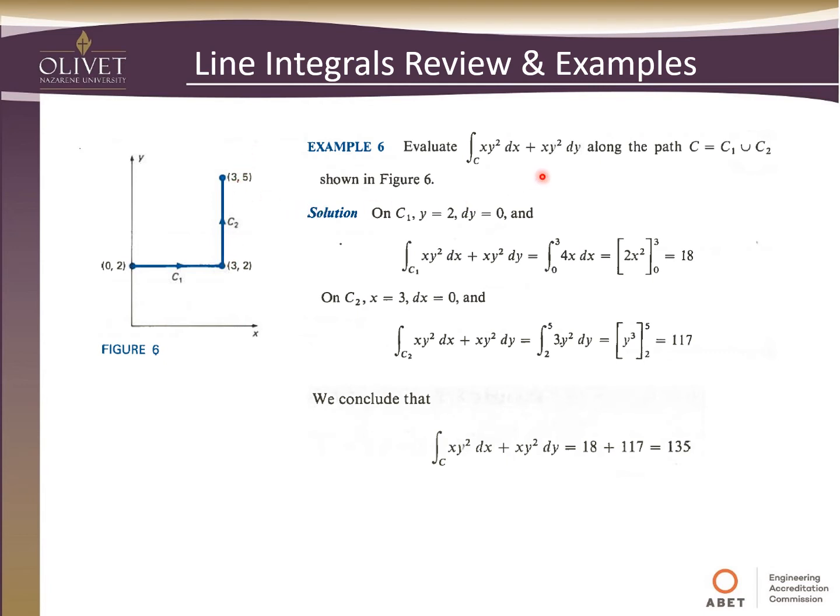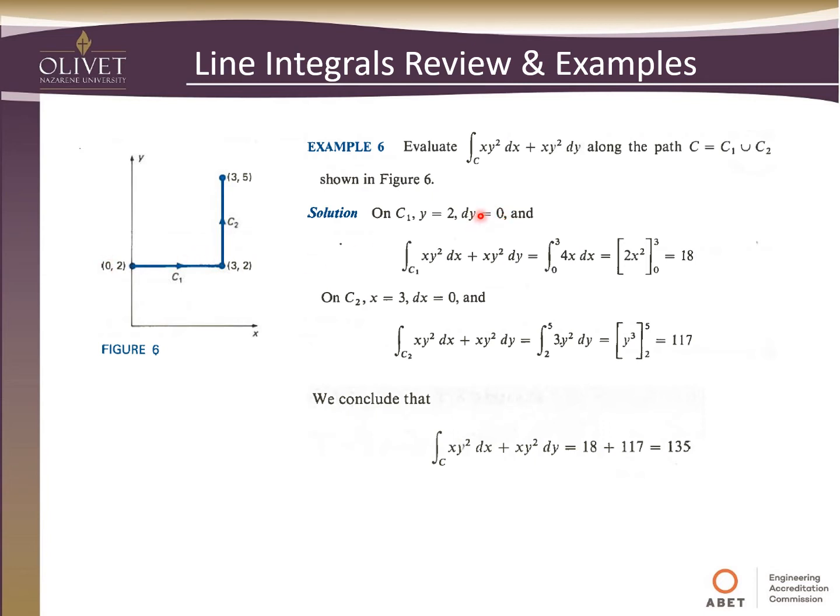And so they want us to integrate this along this path. So let's look at how we do that. So for C1, we know that y is going to equal 2 all the time. Y stays constant. And so our dy, which is our change in y, is 0.